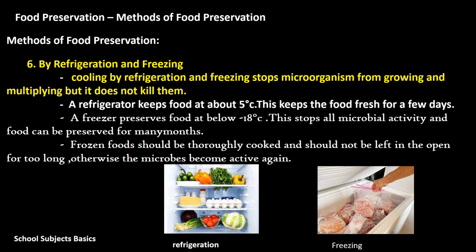Next one is refrigeration and freezing. Cooling by refrigeration and freezing stops the growth and multiplication of microorganisms, but it does not kill them. If a refrigerator is kept at 5 degrees Celsius, it keeps the food fresh for a few days. In the case of a freezer, we should store below minus 18 degrees Celsius. At this temperature, all microbial activity stops and food can be preserved for many months.